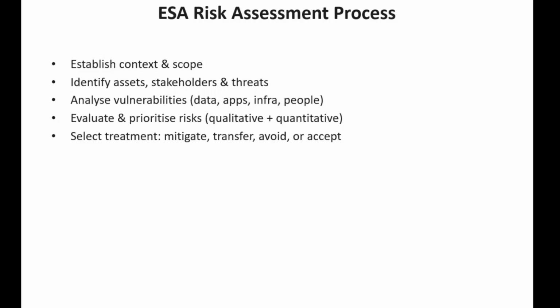The first stage of the ESA's cyber risk assessment process involves establishing the context in which risks will be evaluated. This requires defining the scope of the assessment, including the systems, networks, and processes under review. It also involves understanding the business objectives that security measures must support, determining the company's risk appetite, and identifying applicable legal and regulatory requirements.